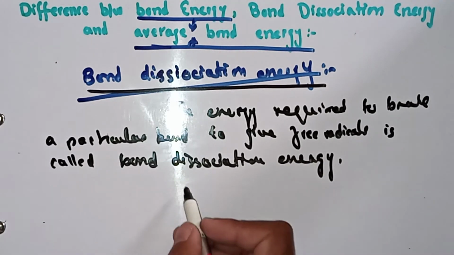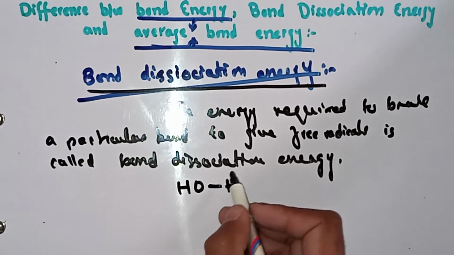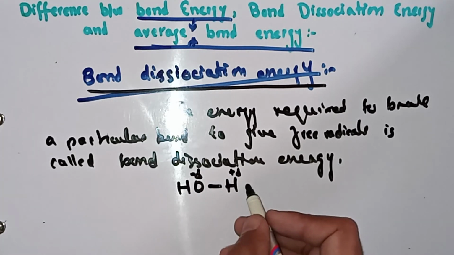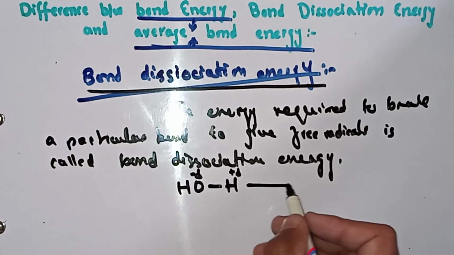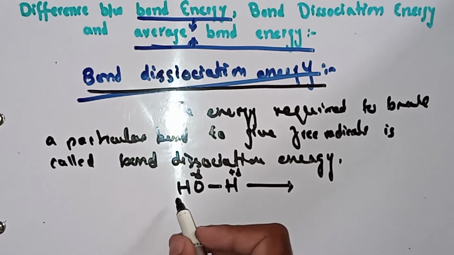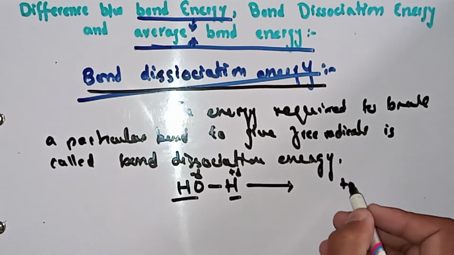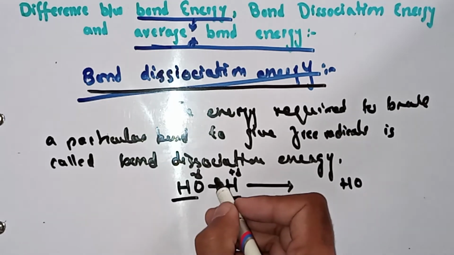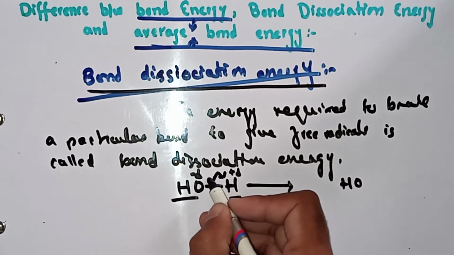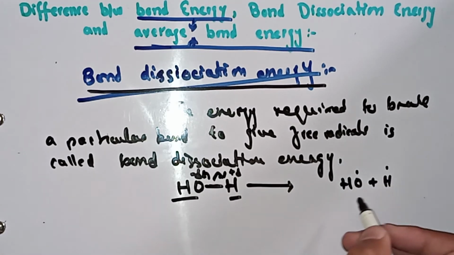For example, let's suppose this is H2O, the H-OH bond. There is a partial positive charge here and a partial negative charge here because oxygen is most electronegative. If you give heat to the system and break the bond between the hydroxyl group and the proton, what will happen? If the bond breaks homolytically, free radicals will be formed: HO free radical plus H free radical.